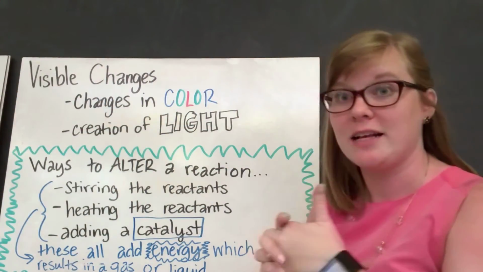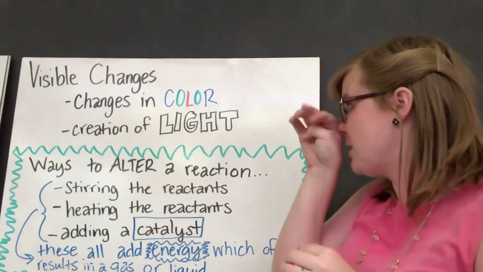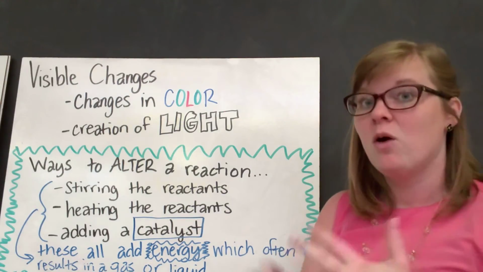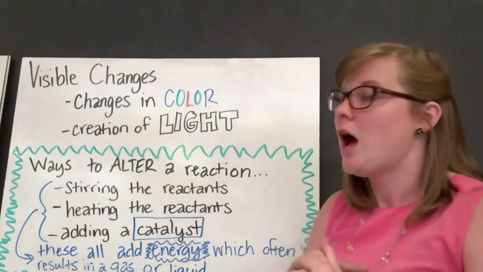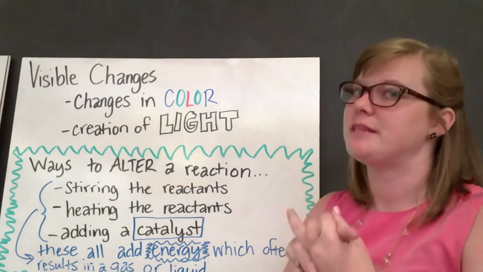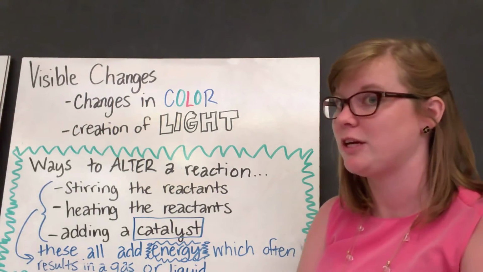All right, and then our last one is visible changes. Visible changes are changes in color or the creation of light. Again, big fiery explosions give us that light, or that bright flash of light you see with some reactions. So if it changes color or it produces light, it's a chemical reaction.